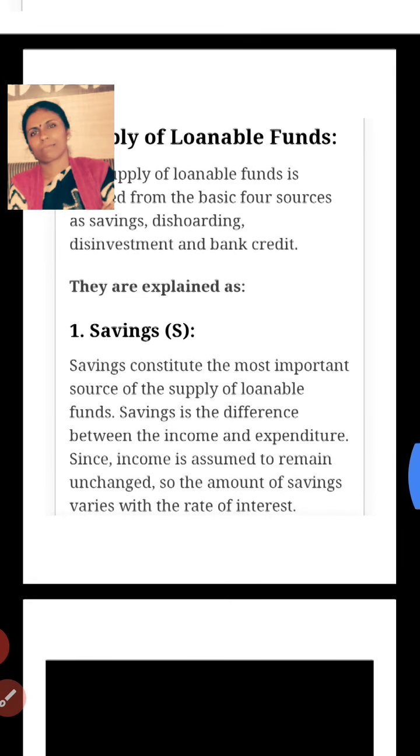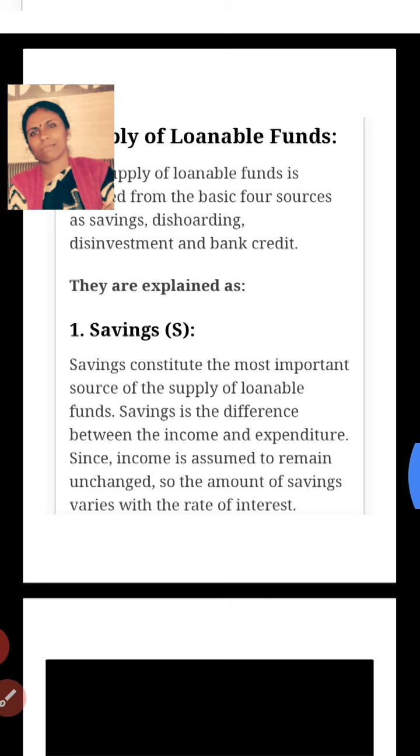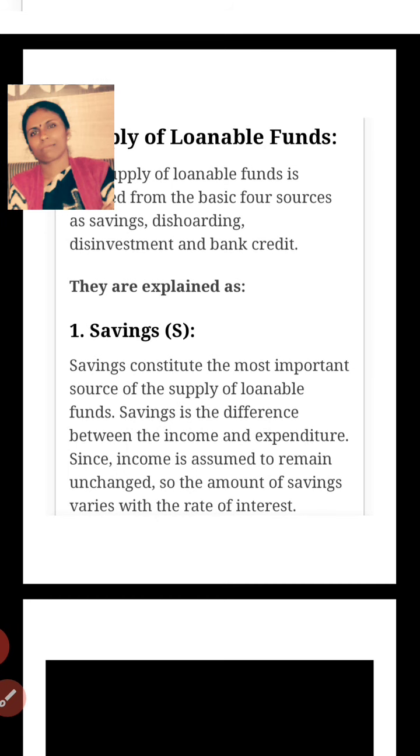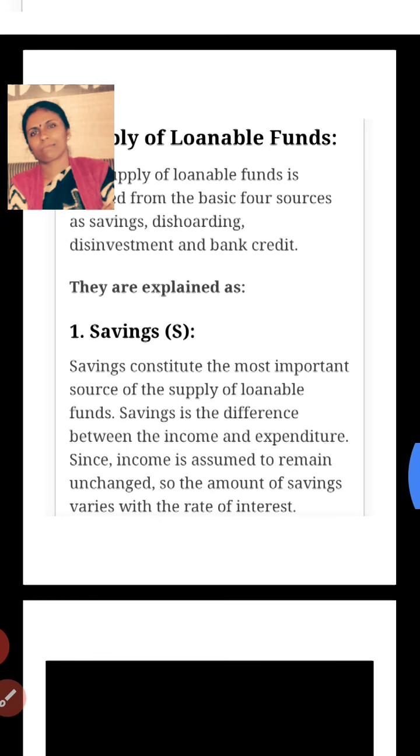Coming to the next very interesting point, what is that? The supply of loanable funds. For the supply of loanable funds, there are basically four sources: saving, dishoarding, disinvestment, bank credit, etc. So, this is a very interesting point.